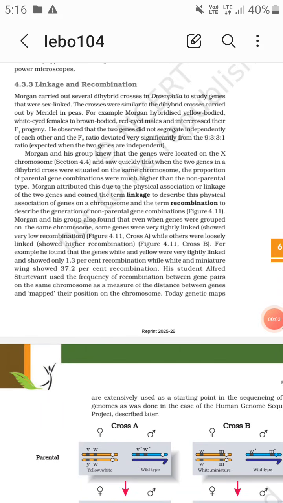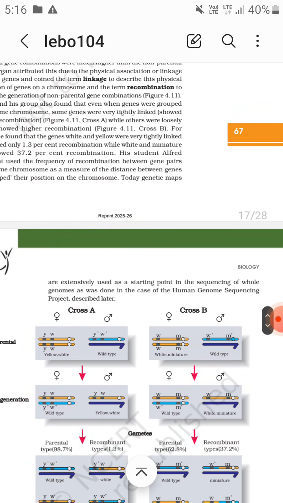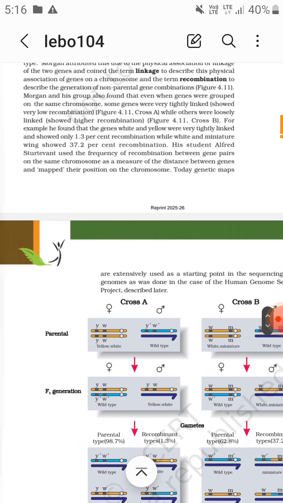Combination: T. H. Morgan's experimental verification of the chromosomal theory. His student Alfred Sturtevant used the frequency of recombination between gene pairs on the same chromosome as a measure of the distance between the genes and to map their position on the chromosome. Today, genetic maps are used in the Human Genome Sequencing Project.